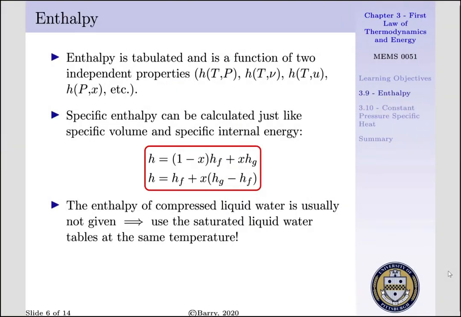Enthalpy is tabulated and is a function of two independent properties, such as temperature, pressure, specific volume, specific internal energy, or quality. Specific enthalpy can be calculated just like specific volume and specific internal energy. That is, we can calculate our enthalpy based upon our quality, our saturated liquid specific enthalpy, and our saturated vapor specific enthalpy. And just like we've done before, for our specific volume and specific internal energy, we can use our saturated water temperature tables to use our temperature entry value for our corresponding saturated liquid specific enthalpy value if it is not published on our compressed or subcooled water tables.